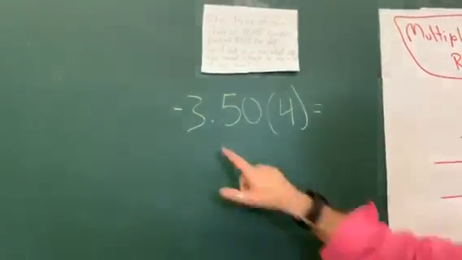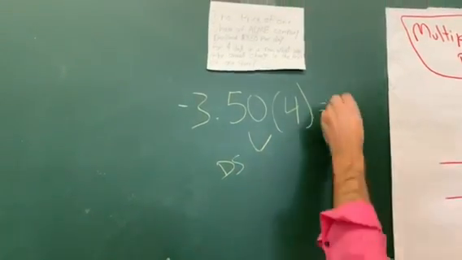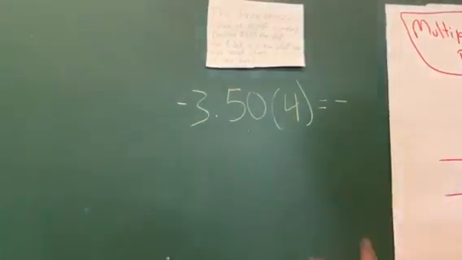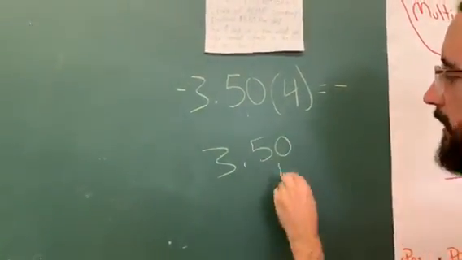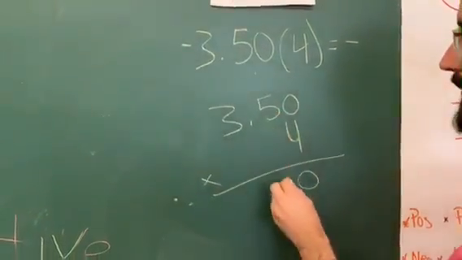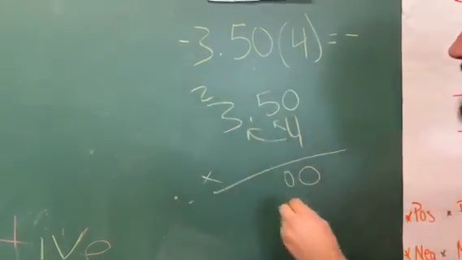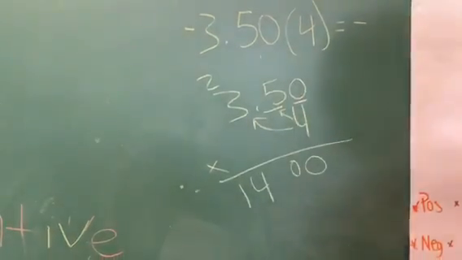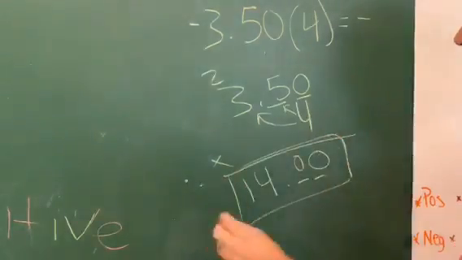So I'm going to figure out the sign of my answer. These are different signs, so my answer is going to be a negative. Excellent job. Okay, and to solve it, now I actually just set up my problem. 3.50 on top, and I multiply. 4 times 0 is 0. 4 times 5 is 20. Carry the 2. And now I do 4 times 3, which is 12. Add the 2, I get 14. Since I have 2 numbers behind the decimal place, I bring in the decimal 2 places from the end, and my answer is negative $14.